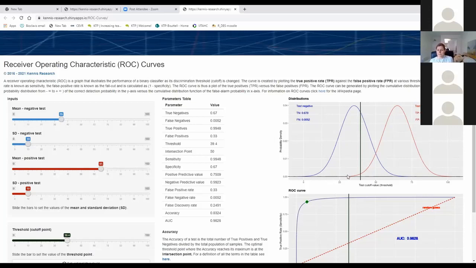And what you can see here is that we've got a very highly sensitive test. So this is what we call a rule out test. It's got very high negative predictive value. If the test says you're negative, you're 99.23% likely to be negative. There's just this tiny tail of false negatives.